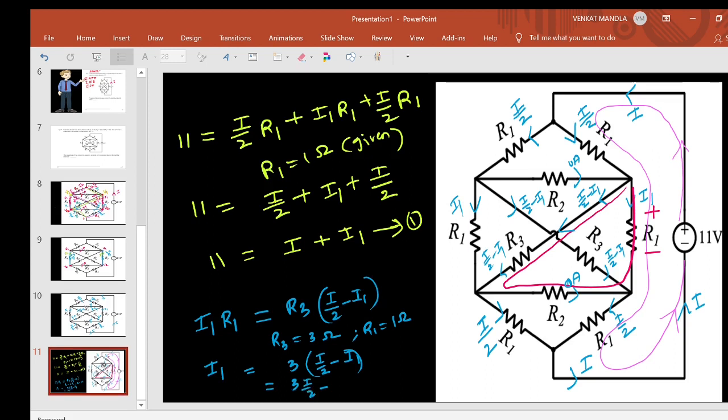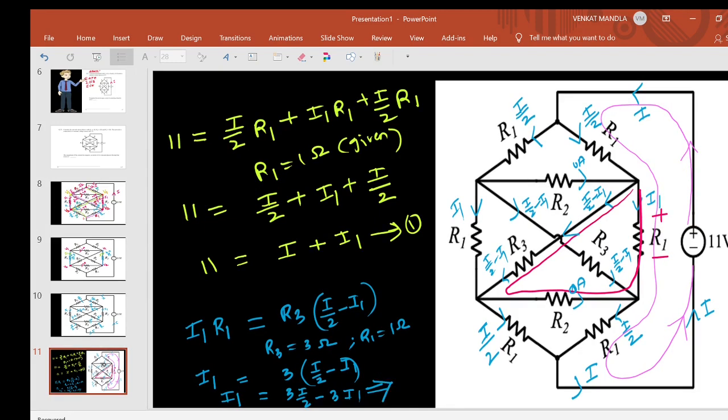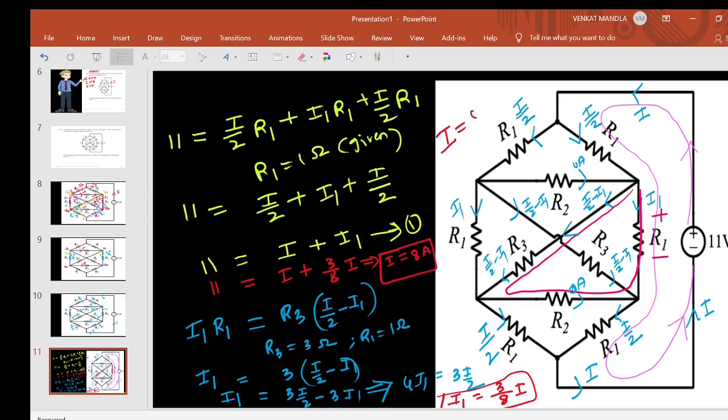3 I by 2 minus 3 I1 equal to I1. So 4 I1 equal to 3 I by 2. I1 equal to 3 by 8 times I. This is I1. Substitute this I1 in the first equation. 11 equal to I plus 3 by 8 I. From this, I equal to 8 plus 3, 11 by 8. So 11 gets cancelled, 8 amps. So I equal to 8 amps is the solution. That's it.